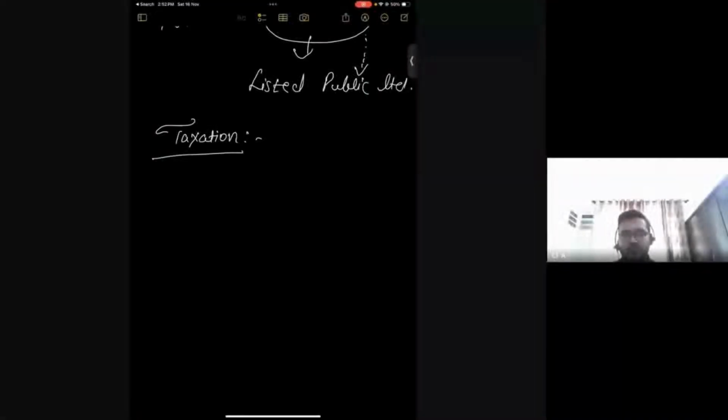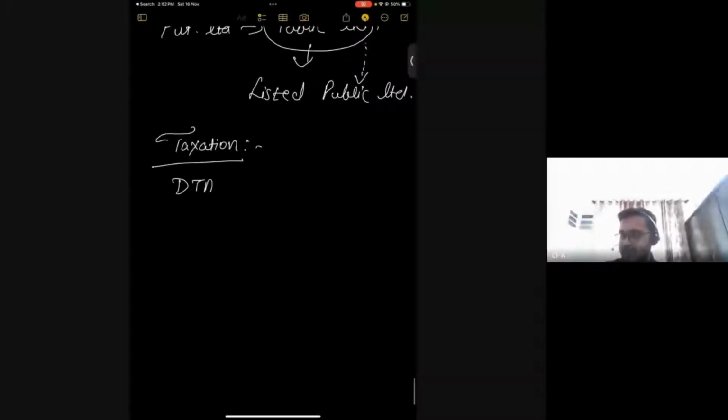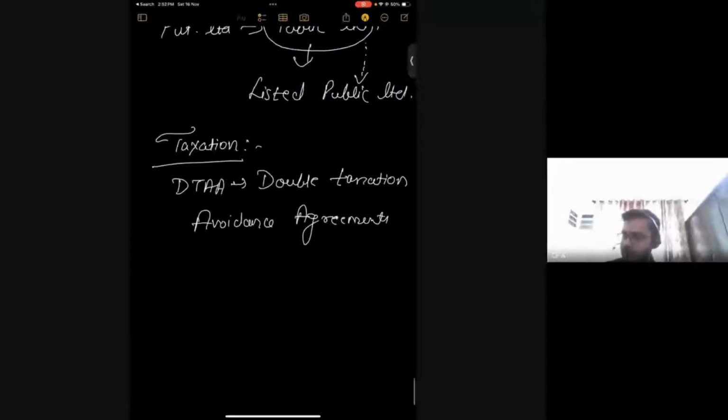Within taxation, one specific factor that I want you to note down is going to be DTAA, which is also known as Double Taxation Avoidance Agreements. So DTAA, Double Taxation Avoidance Agreements, are agreements created between two countries in order to ensure that businesses can happen smoothly between those two countries.